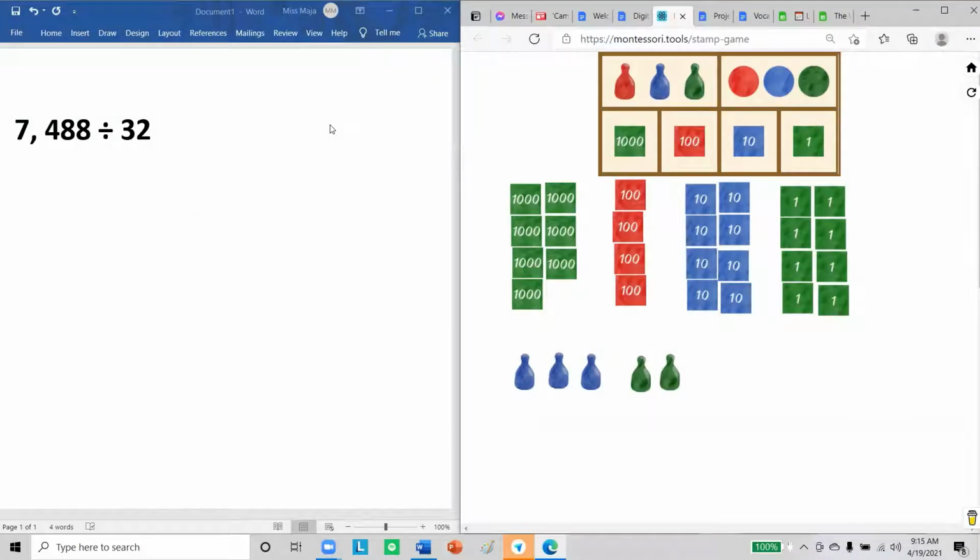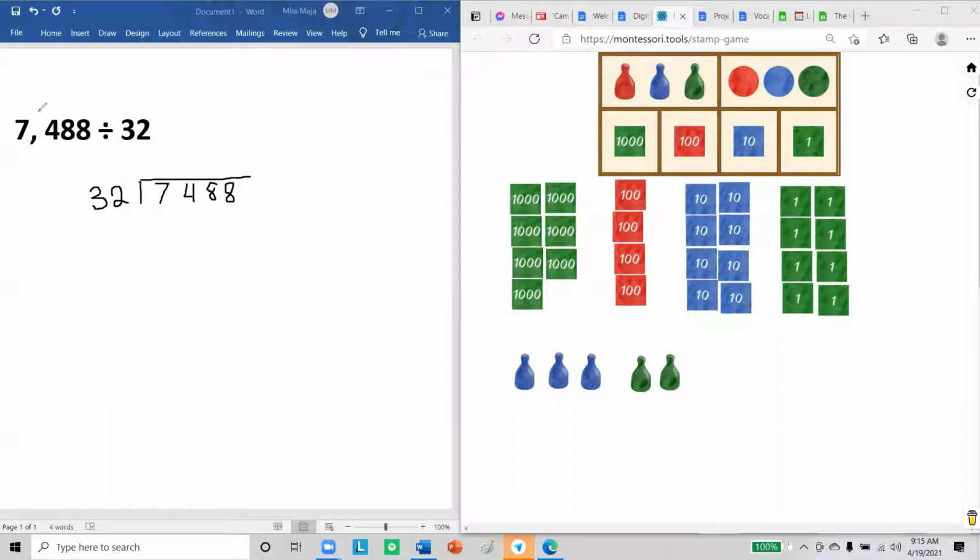This is my problem, and my problem is 7,488 divided by 32. Now, if I am going to write this on a paper, I'm going to write it as 7,488 divided by 32. Now, as you can see, the one inside the box is the first number.